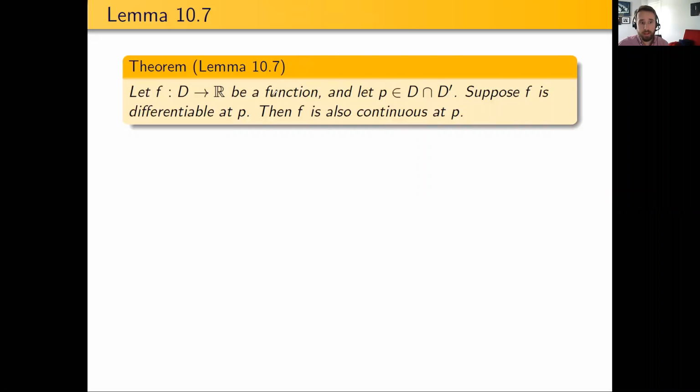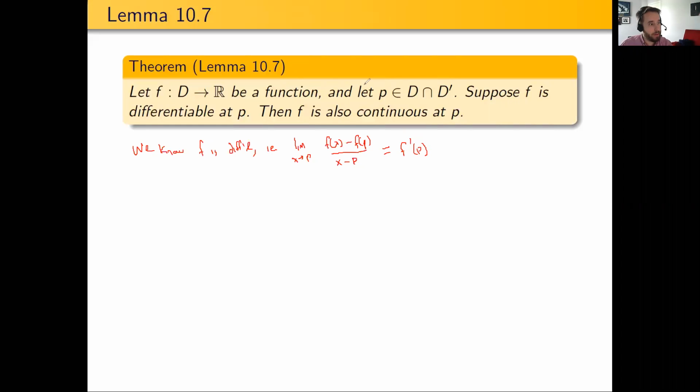So what we know is that our function is differentiable, i.e., we know the limit as x goes to p of the quantity f of x minus f of p over x minus p exists. And in fact, it equals a number, which we are choosing to denote as f prime of p. So that limit is known to exist.